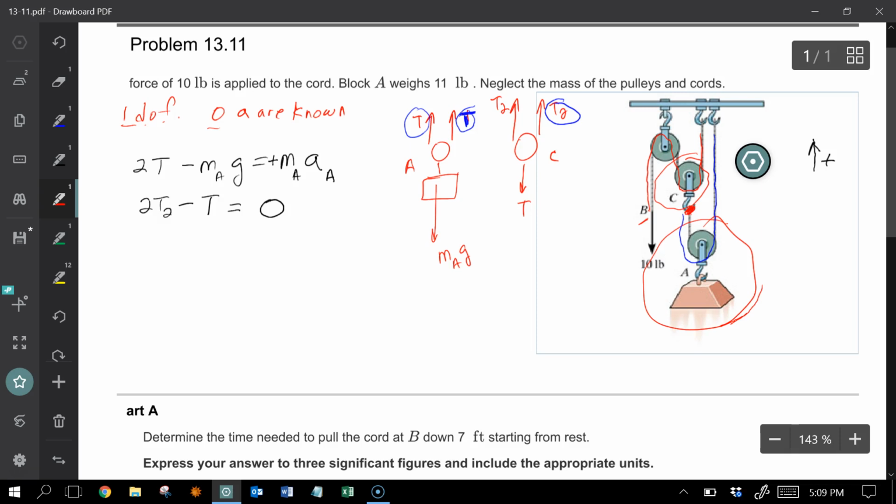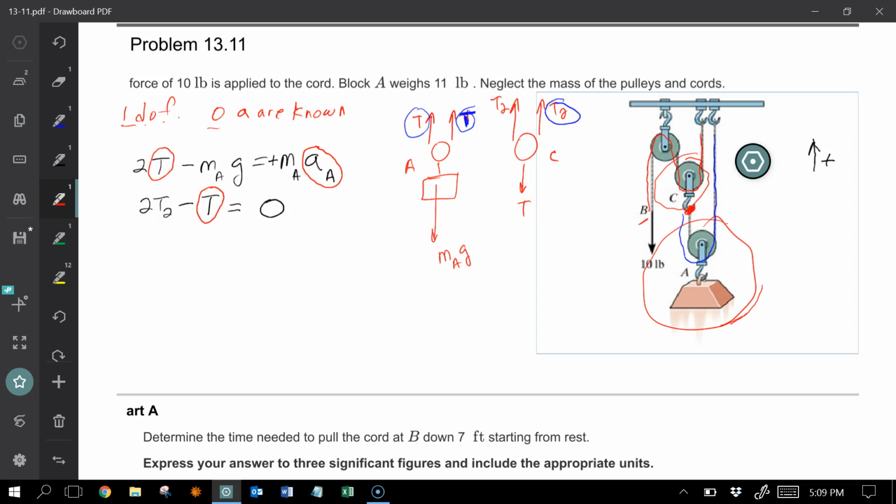Nope, I don't know T. I don't know the acceleration of A. And right now I'm thinking maybe I don't know the tension either. So that'd be 3 unknowns and 2 equations. You've got to find another equation.